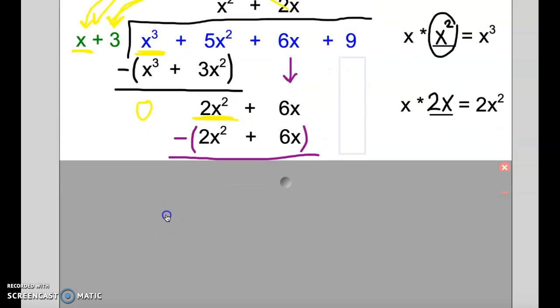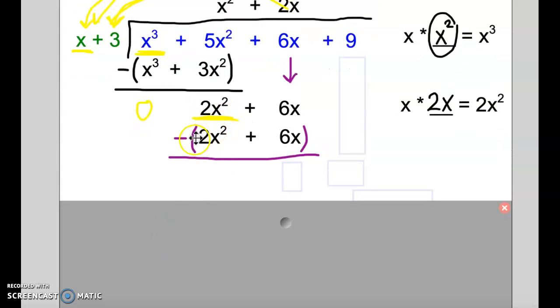So then we're going to continue. 2x squared minus 2x squared. Notice this first term will always be 0. It won't always happen in the next time. It just so happens here. 6x minus 6x gives me 0. Just a coincidence. After we subtract, we bring down. I bring down the 9.